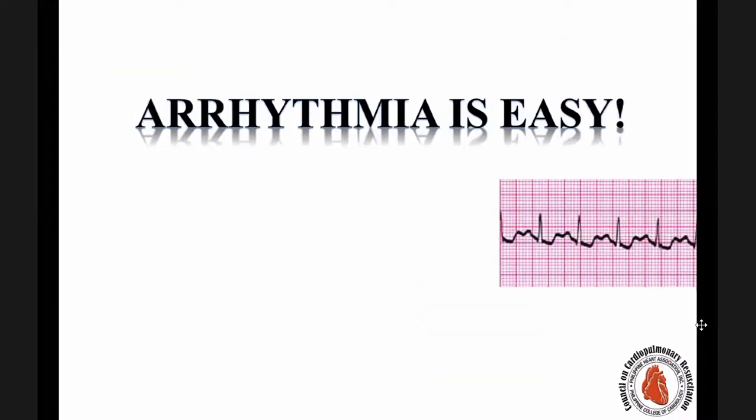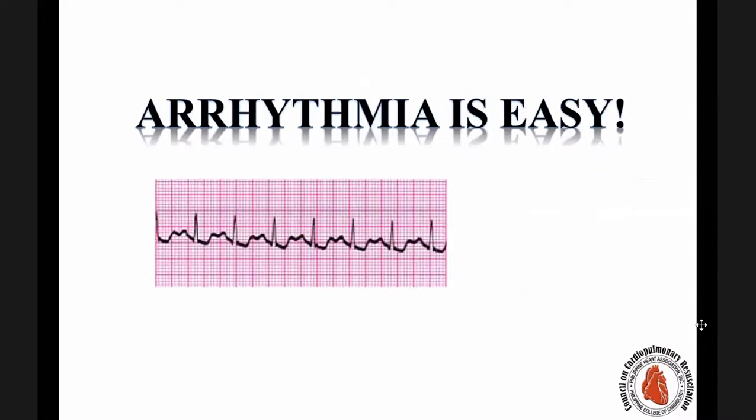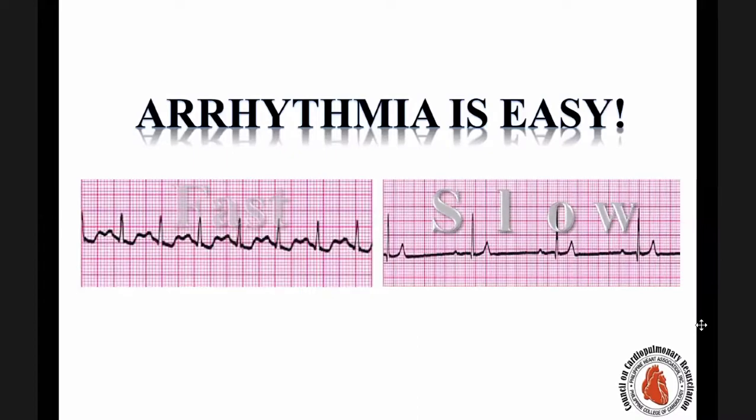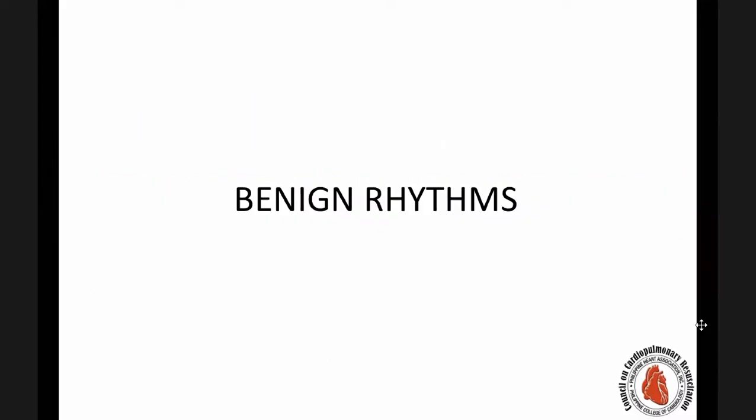Okay. Arrhythmia is said to be easy because you just have to identify if it's either fast or slow. If it's slow, then you go to the slow algorithm or bradycardia algorithm. If it's fast, then you go to the tachycardia algorithm. So today, we will only cover the slow algorithm. But before we talk about the slow rhythms, let's talk about the benign rhythms first.